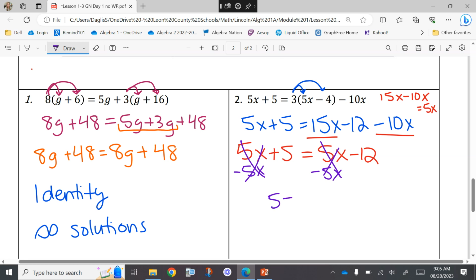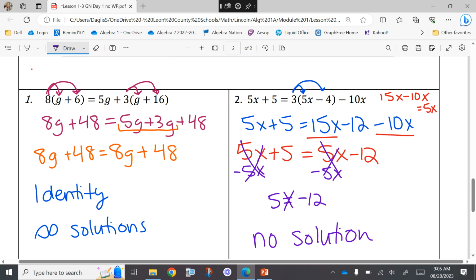I'm left with 5 equals negative 12. They're gone. Does that make sense? 5 equals negative 12. Is that true? No, false. So guess what special case this is? This is no solution. Yep, this one is no solution.